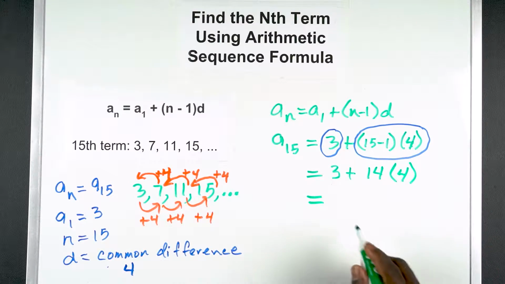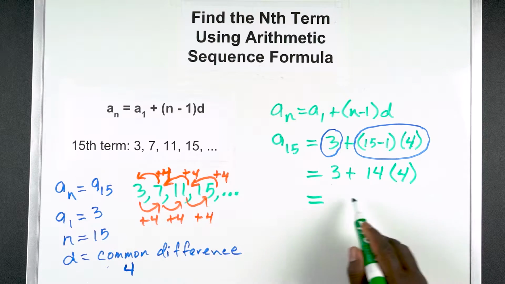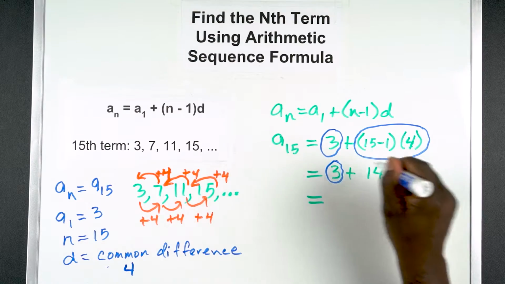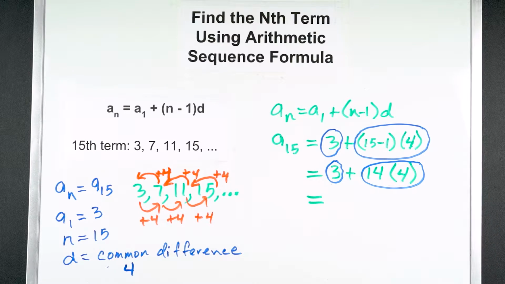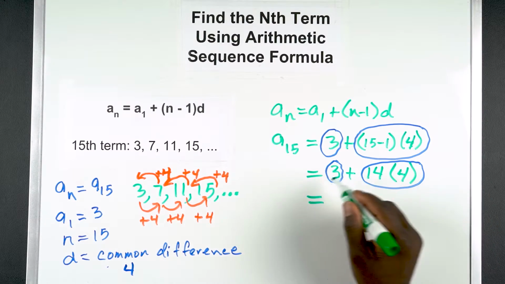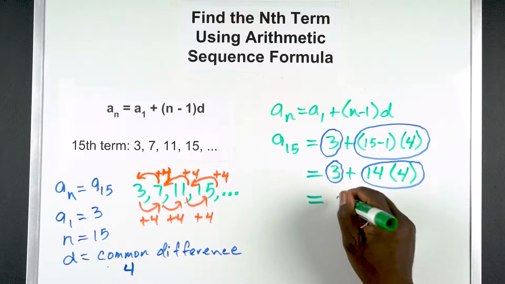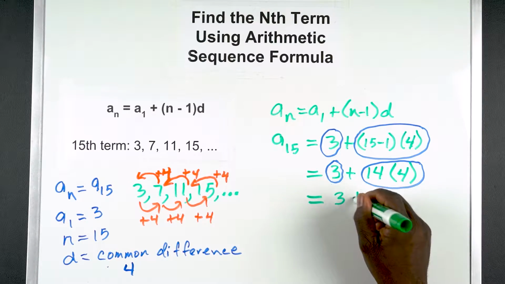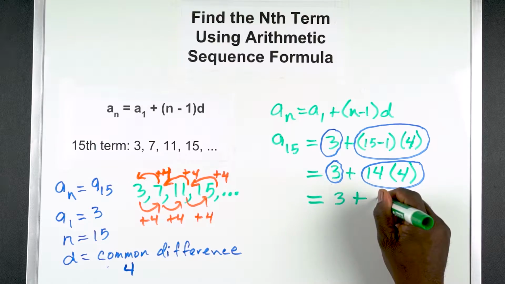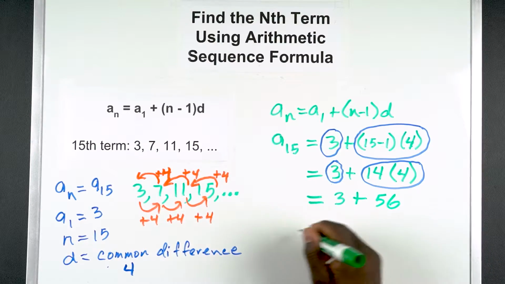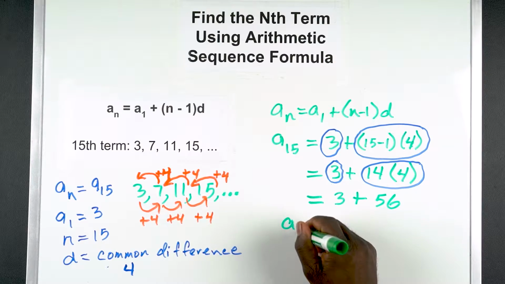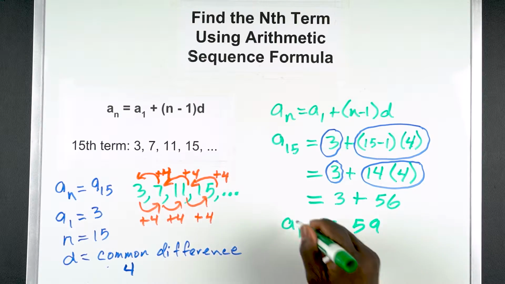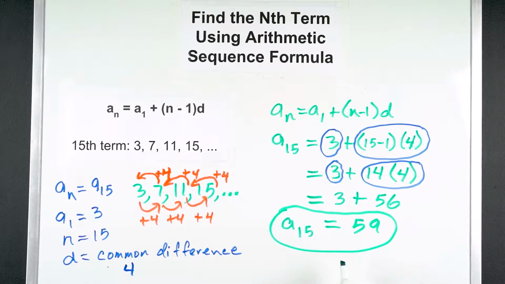Okay, we're almost there. Now we have 2 terms again. This time I'm still going to circle the terms. I think it's a great skill to be able to identify. This is a 2-term equation we have here. So we'll bring the 3 down. There's nothing we can do to change that. And we multiply 14 times 4, which will give us 56. All right, now I'm going to bring down that 15th term equals 59. All right, so this is our final answer.